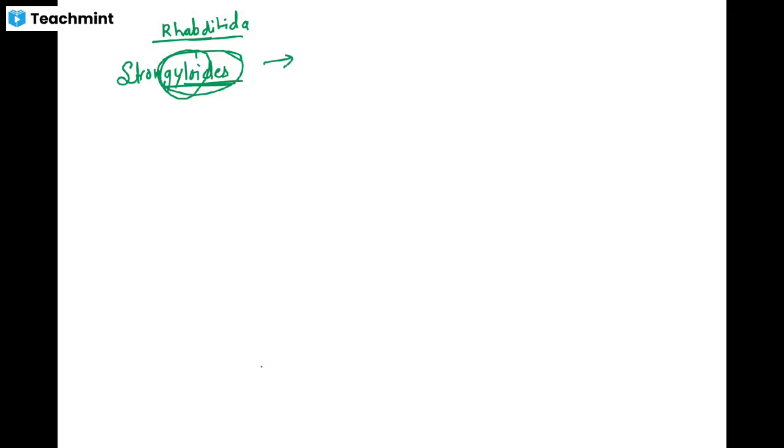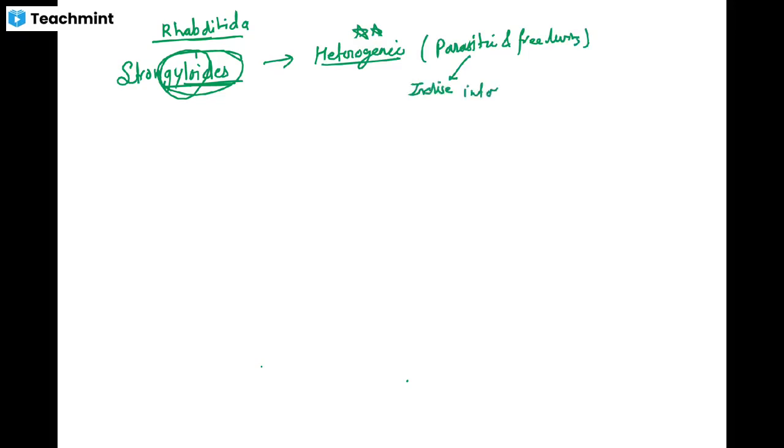The Strongyloides are heterogenic. This is important. Heterogenic means that they are both parasitic and free living. The parasitic form occurs inside the intestine of vertebrates, and the free living form occurs as a saprophyte.